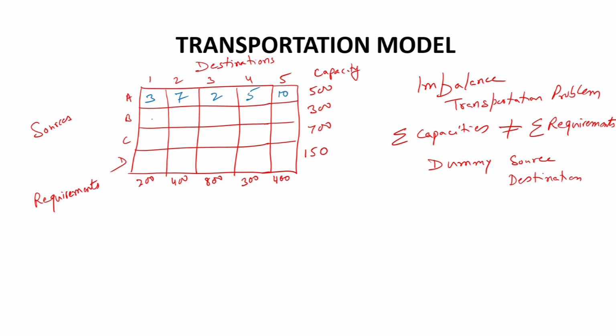Similarly, from B to 1, let us say 8 rupees. Depending upon their geographical location, the transportation cost per unit may differ. From B to this, let us say 4, this to this, let us say 6 rupees, this is 7 rupees, this is 5 rupees. Like this, let us say 4, 5, 2, 1, 8. Let us say this is 7, 5, 3, 6 and 4, like this. So, this is the data which is required for a transportation model.